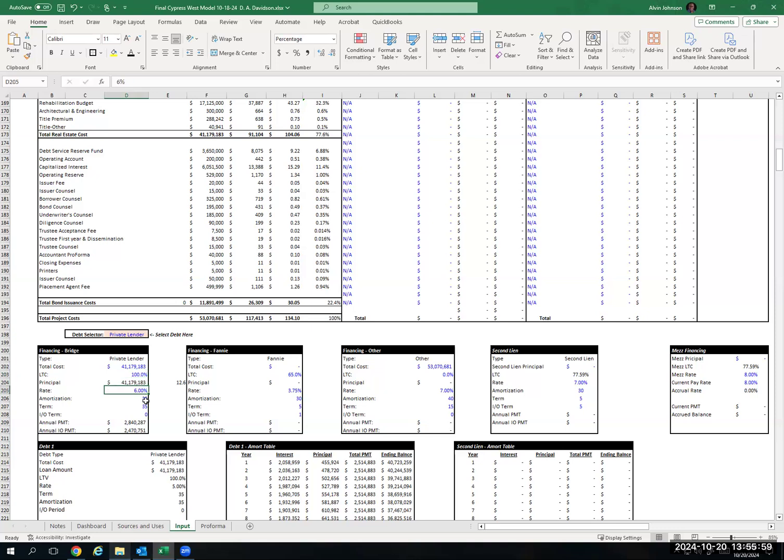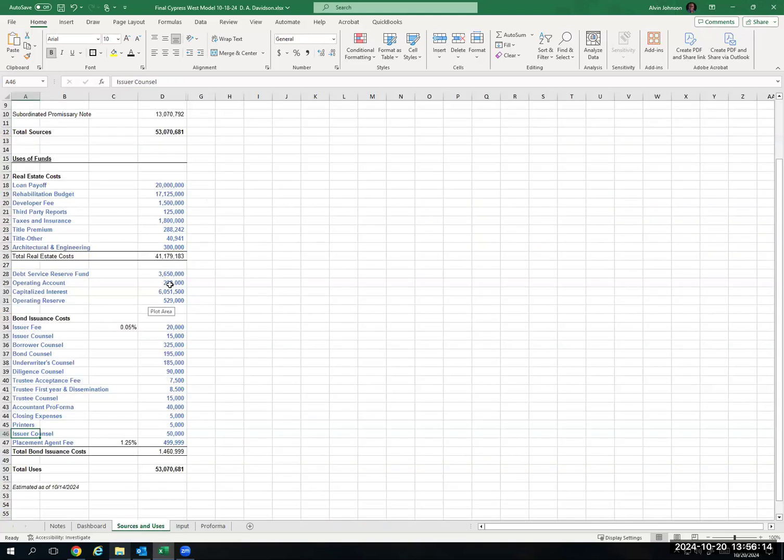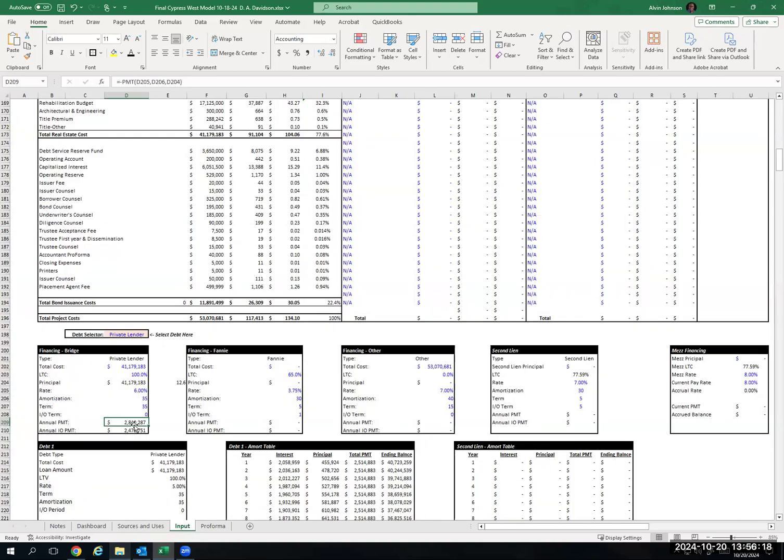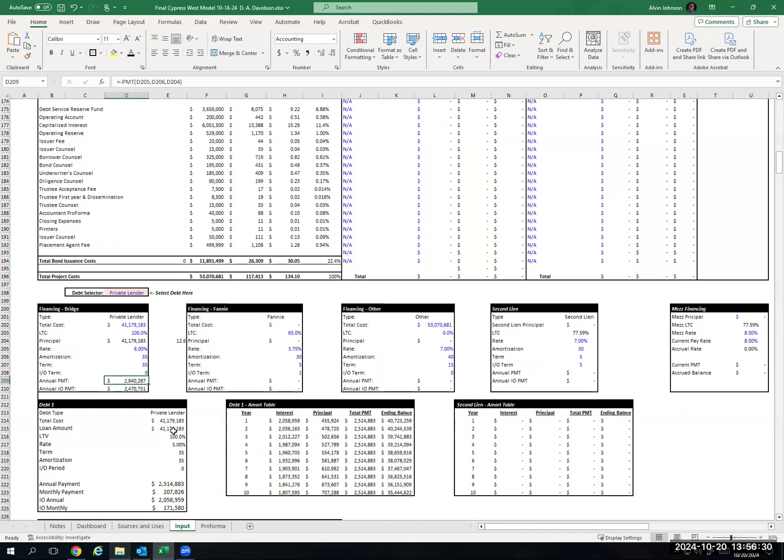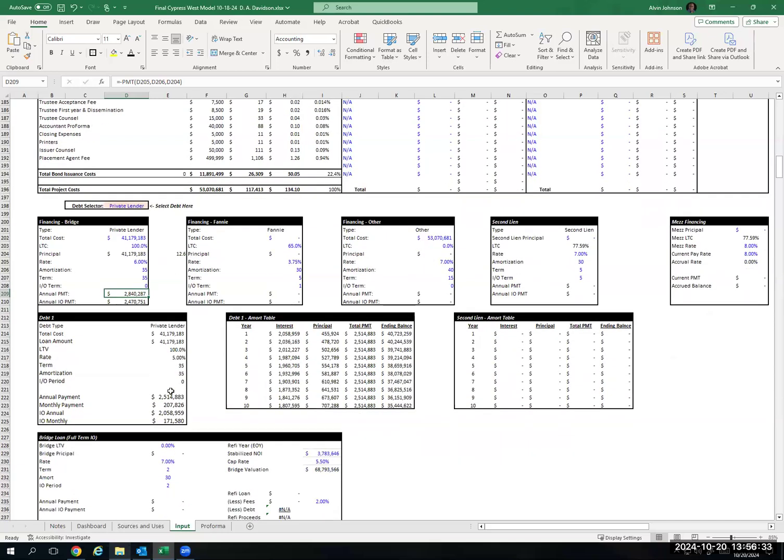My interest rate is right around 6% today, 35-year amortization. This is my total annual payment, principal and interest, 2.8 million. I showed you over here on the sources and uses, we've got 6 million in capitalized interest. So that means we've got a little bit more than 2 years here, okay? And if it were principal and interest only, it'd be 2.4 million. So why not do that? I mean, it's $400,000 more to the bottom line, but you start paying that debt down sooner.